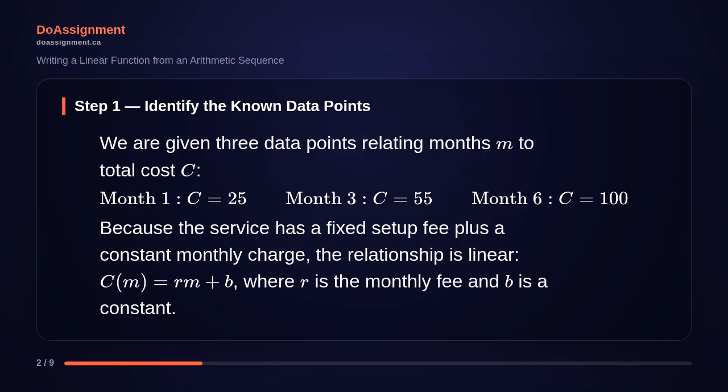We have 3 data points. Month 1 costs $25, month 3 costs $55, and month 6 costs $100. Since there is a fixed setup fee plus a constant monthly charge, we expect a linear relationship between months and total cost, written as c of m equals r times m plus b.